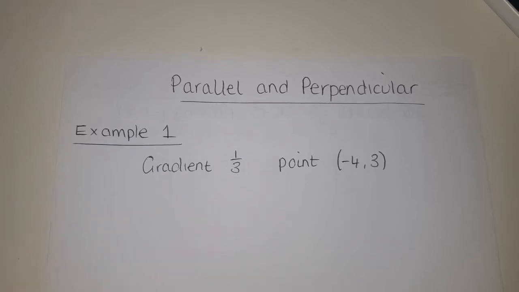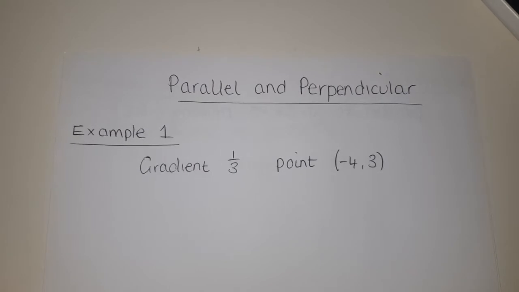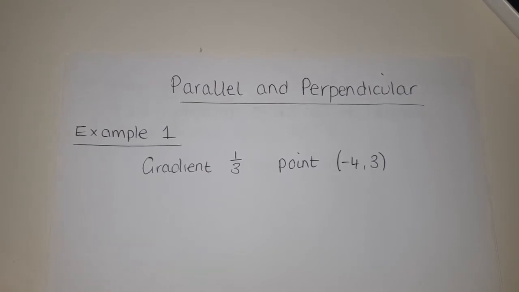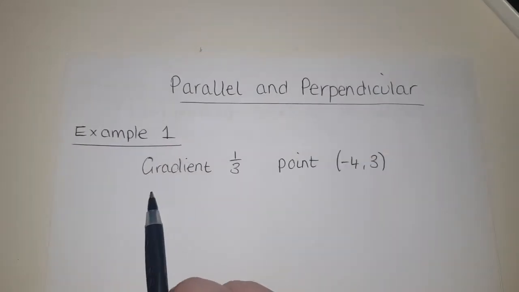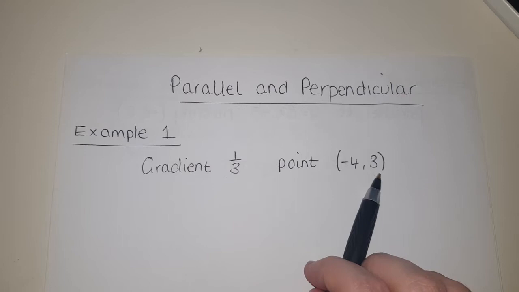One and all, so we're going to recap equations of lines at the beginning and then look at parallel and perpendicular lines. Sorry, I'm not on the camera there. Okay, so first one, we're finding the equation of a line if the gradient is a third and the point that it passes through is -4, 3.